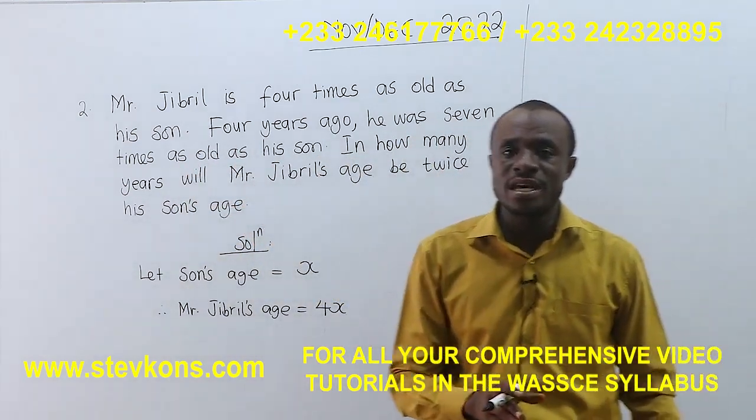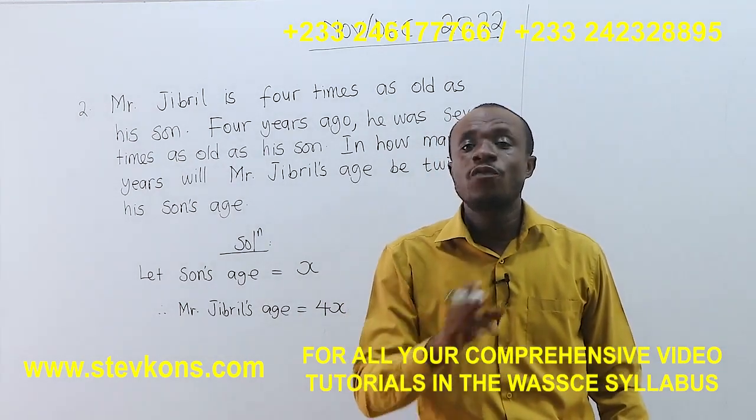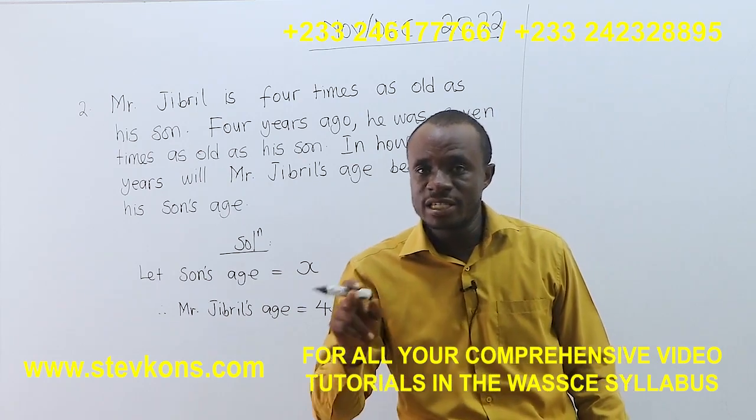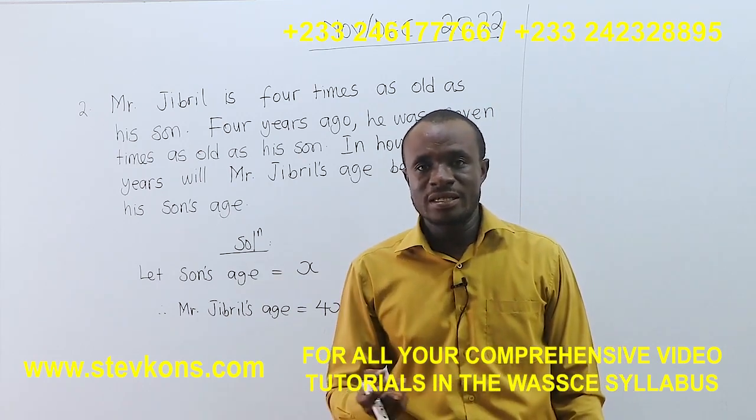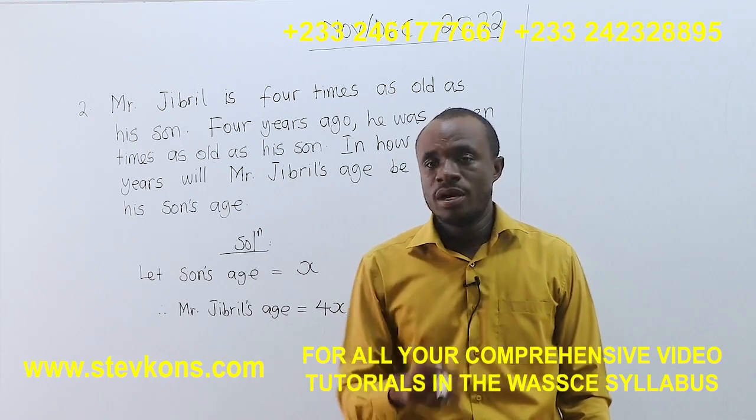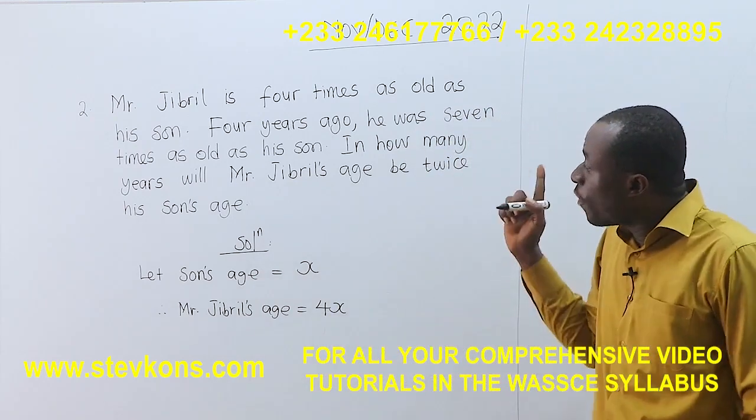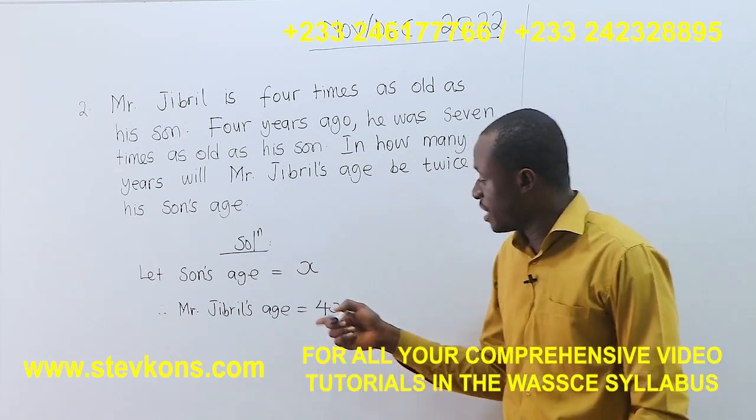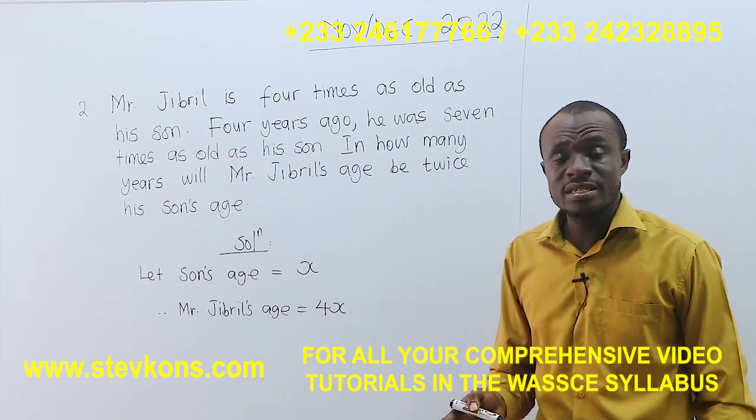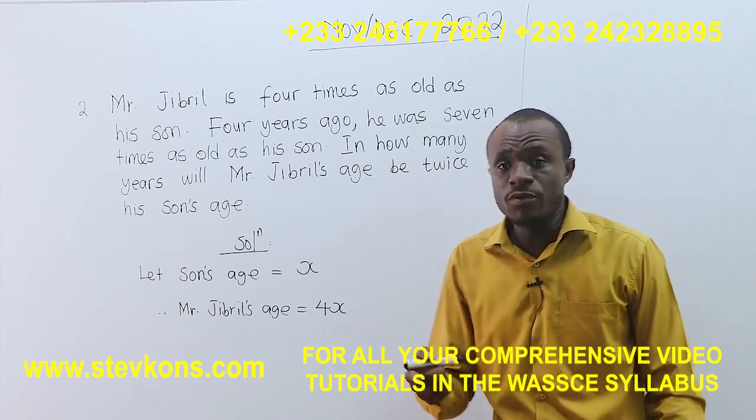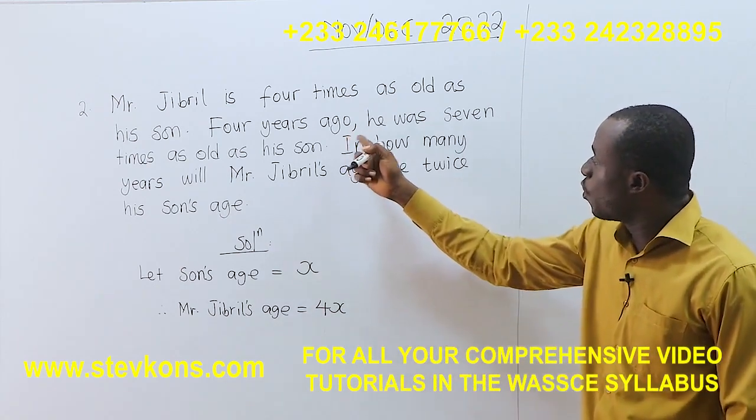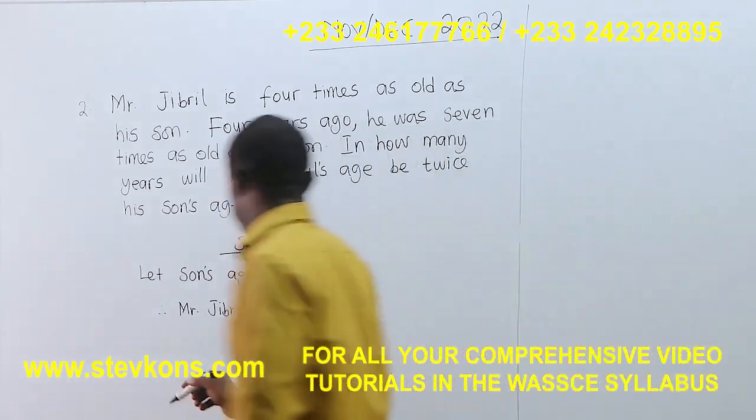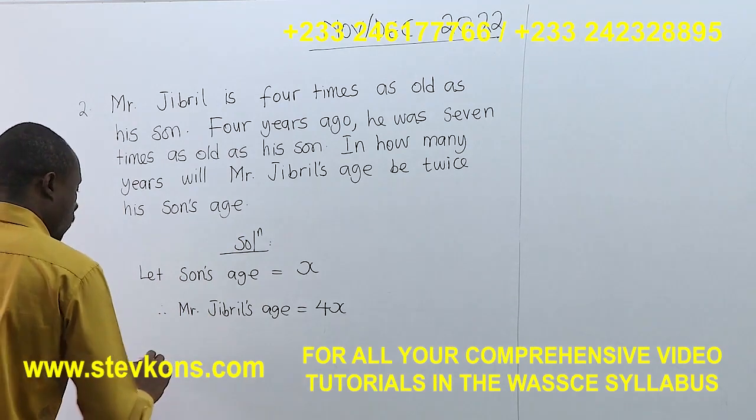4 years ago. Now let's suppose that your age now is 10. So 4 years ago, what was your age? It's going to be 10 minus 4, which is 6. How did you get 6? 10 minus 4, why? Ago, in the past. So clearly, 4 years ago, the son's age would be x minus 4. 4 years ago, Mr. Jibril's age would be 4x minus 4. But then we are being told that 4 years ago, he was 7 times as old as his son. Now, this implies that 4 years ago, Mr.